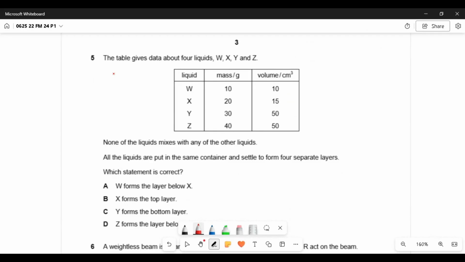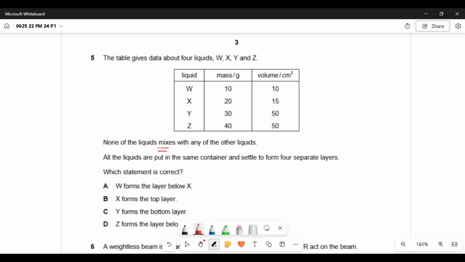Number 5. The table gives data about the four liquids W, X, Y, and Z. None of the liquids mixes with any of the other liquids.